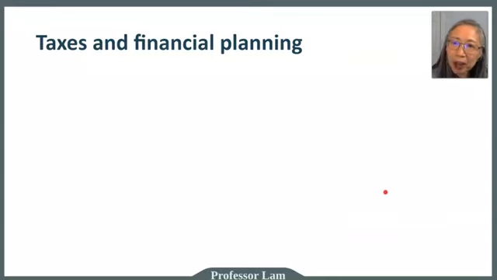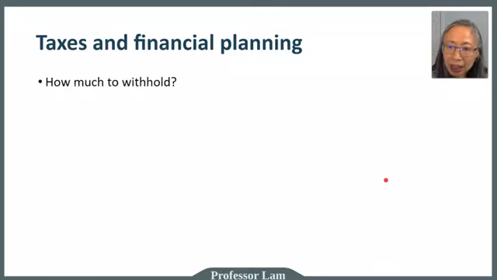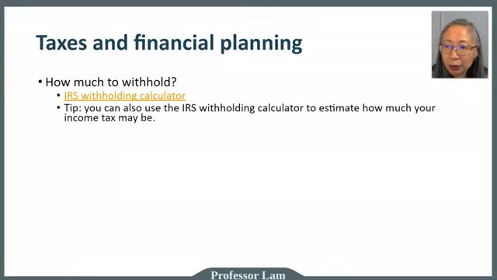Taxes are an important part of financial planning. The first thing that you may want to determine is how much tax to withhold. Tax withholding is the amount that usually gets deducted from our paycheck. The withholding is not how much you owe. This is just how much we prepay. This is our estimate to the IRS. You can go to the IRS website and use the withholding tool to determine how much your income tax may be. You don't want to withhold too much, but you definitely don't want to under withhold either, because that can result in a penalty.